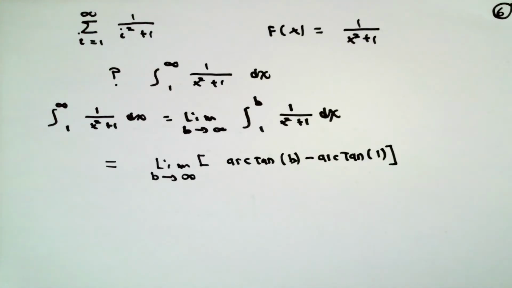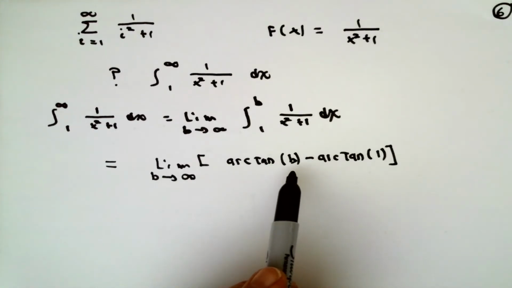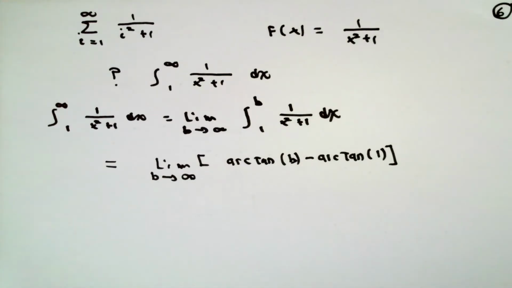An antiderivative for 1 over x squared plus 1 is arctan x. I'll evaluate that at x equals b, x equals 1, and subtract. The arctan of 1 is pi over 4. This is a finite constant that's being subtracted away, so that's not going to bother the convergence or divergence of this limit. On the other hand, this does contain b, and we have to think very carefully about what's going on here. Let's remember what the graph of the arctangent looks like.